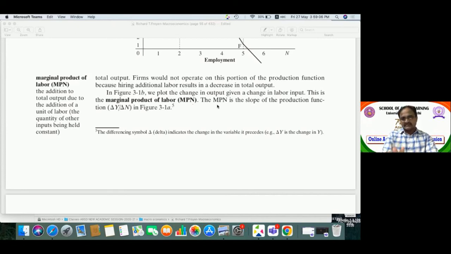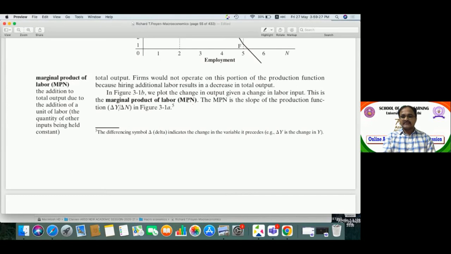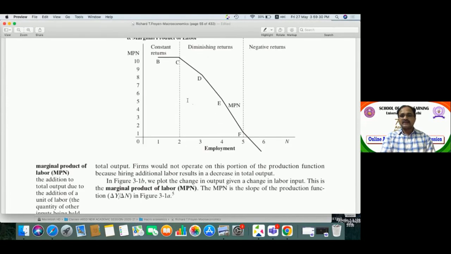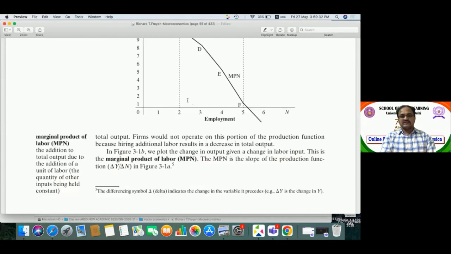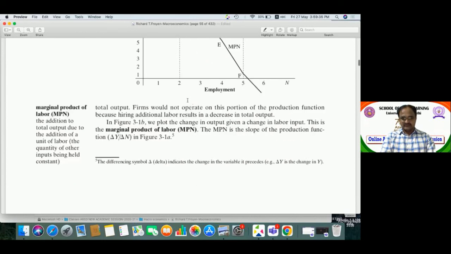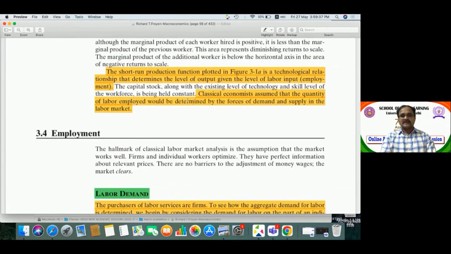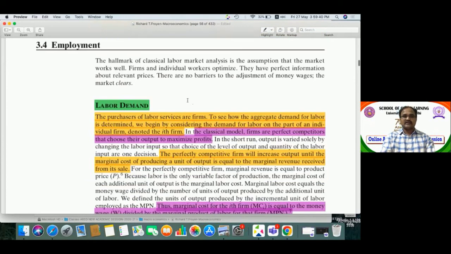Why are we discussing this? Because in the classical theory, to determine income, aggregate demand and aggregate supply are equal at one particular point, which you can call the classical theory of income determination equilibrium point. So here we are discussing the classical theory of income determination, the labor demand curve. This is the marginal productivity of labor curve. So this is the labor demand.